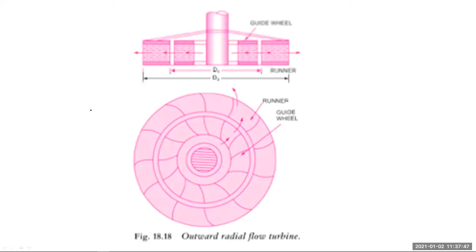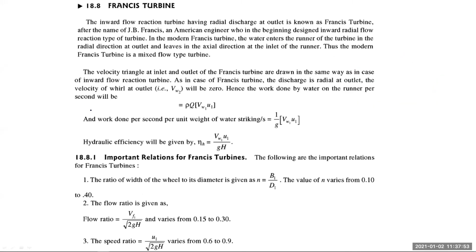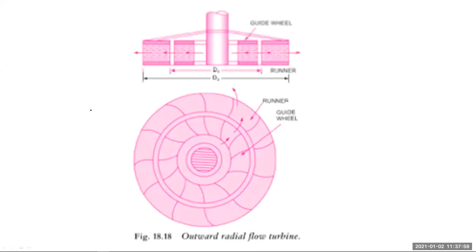This is your radial flow outward turbine, reaction turbine. Do we have any derivation for this? No, it is similar to your previous one. The only thing is, previously the direction of flow was from outward to inward, and now the flow is in the opposite direction. This is your outward radial flow turbine.